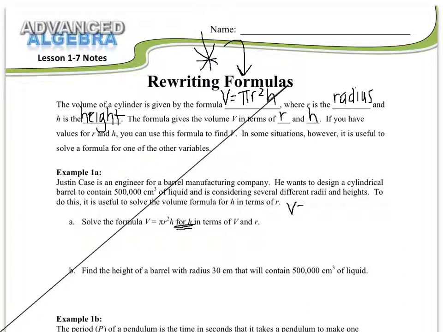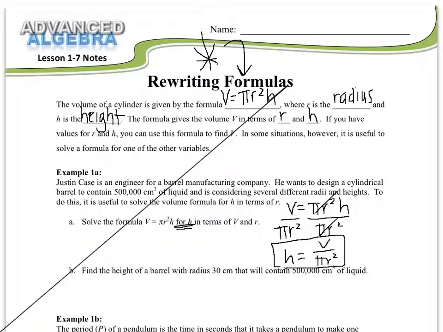So volume equals pi r squared h. We need to divide both sides by pi r squared. The pi r squareds will cancel out on that side, and we are left with h by itself equals volume over pi r squared. That is everything for the volume formula for h in terms of V and R.